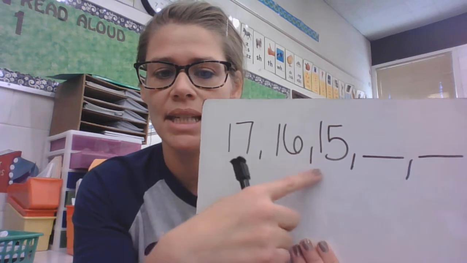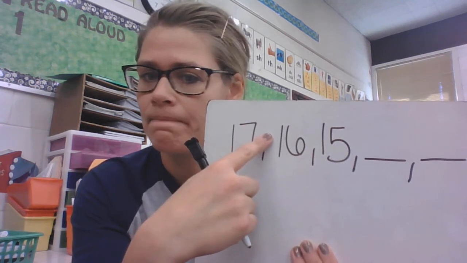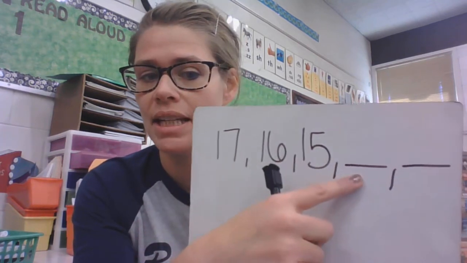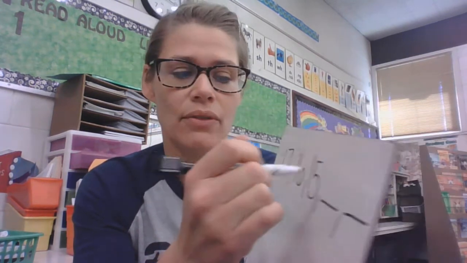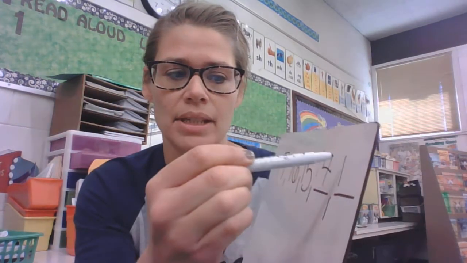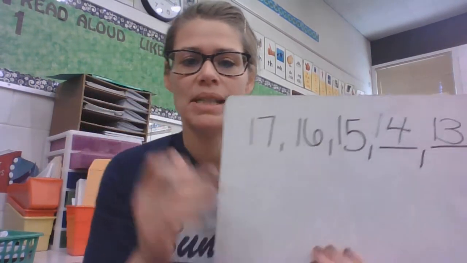So I'm going from 17 to 16. Am I skipping anything between 17 and 16? This time it's going in order. So 17, 16, 15. What's going to come next? 14 and 13. Okay. All right. So no skippy numbers. That one was easy peasy. Let's try one more together.